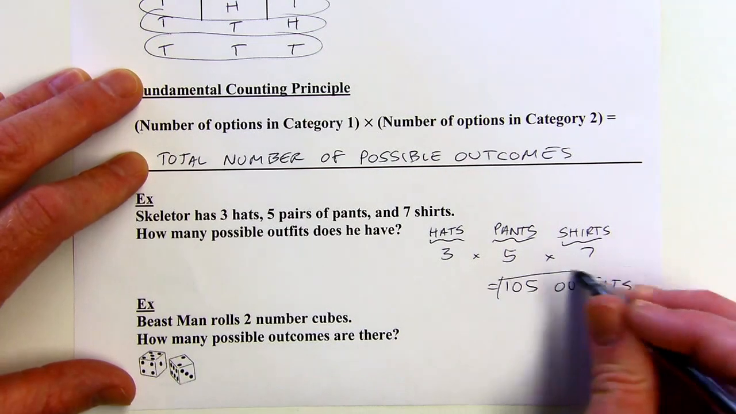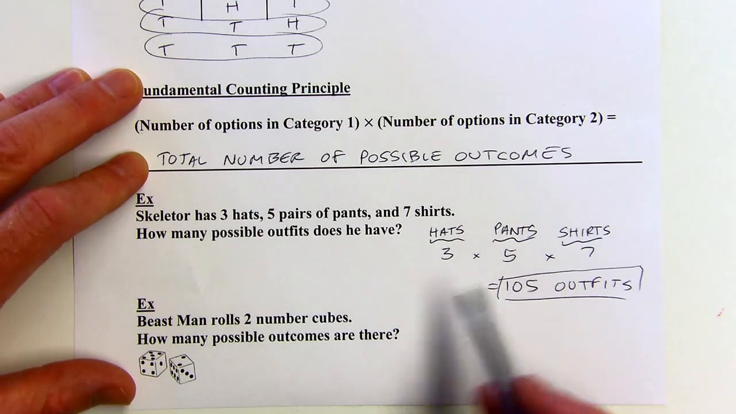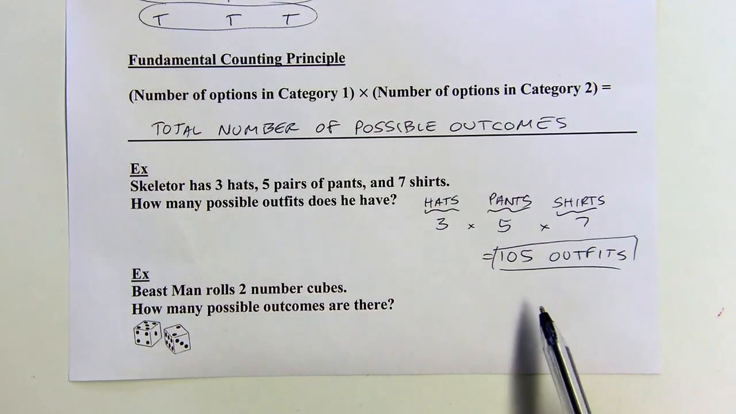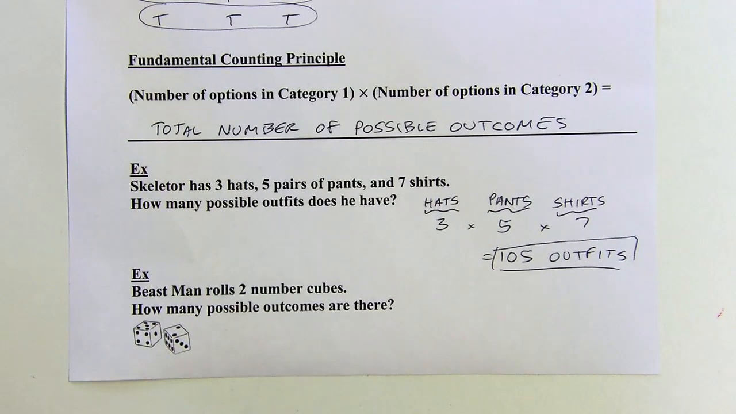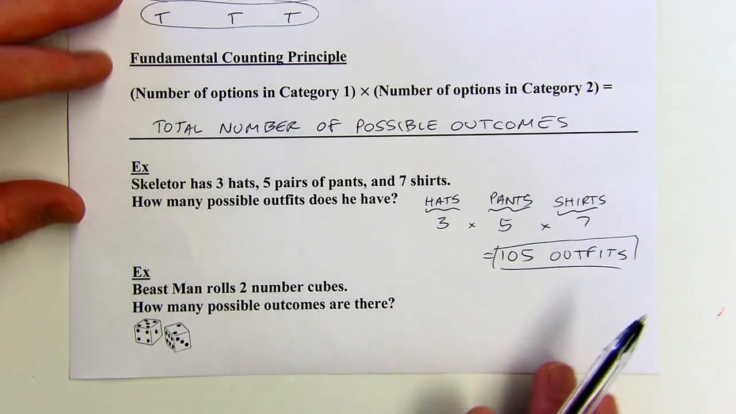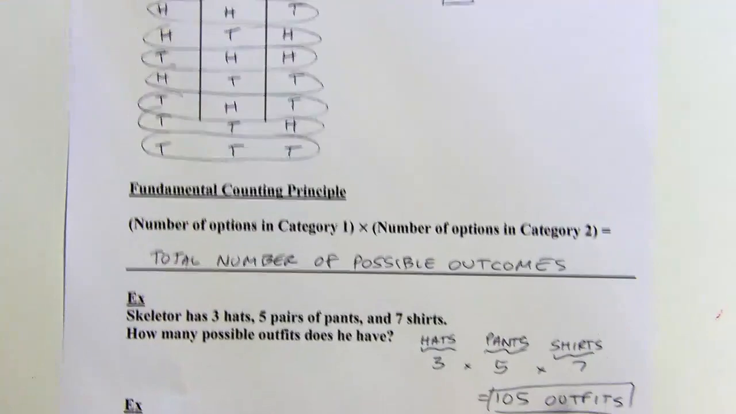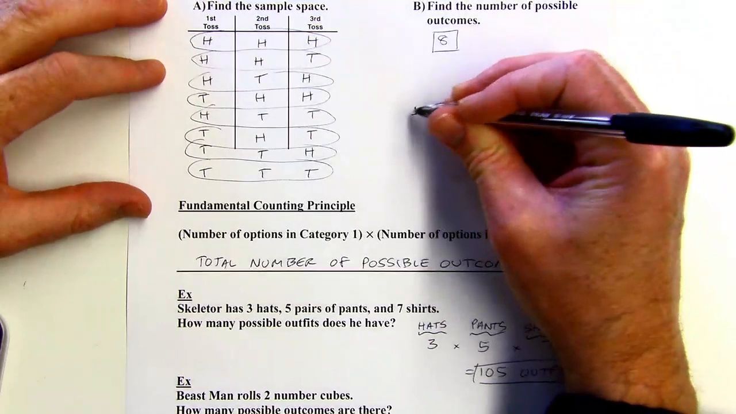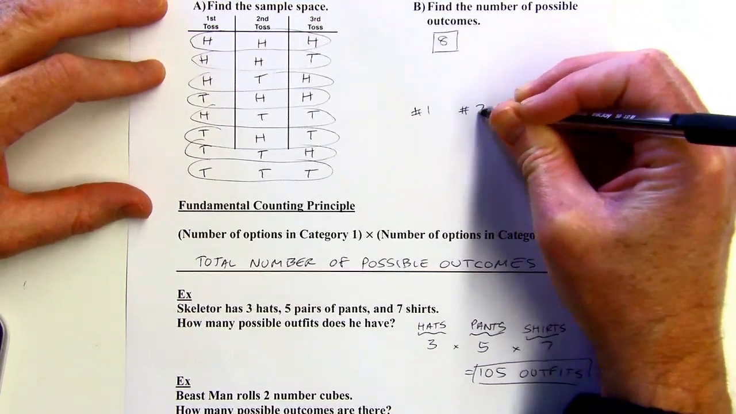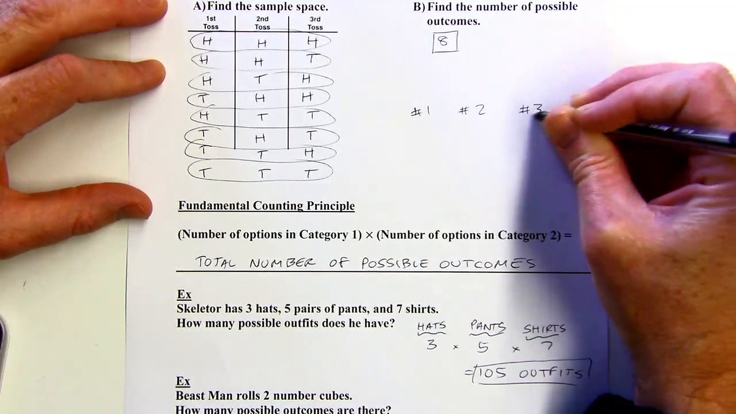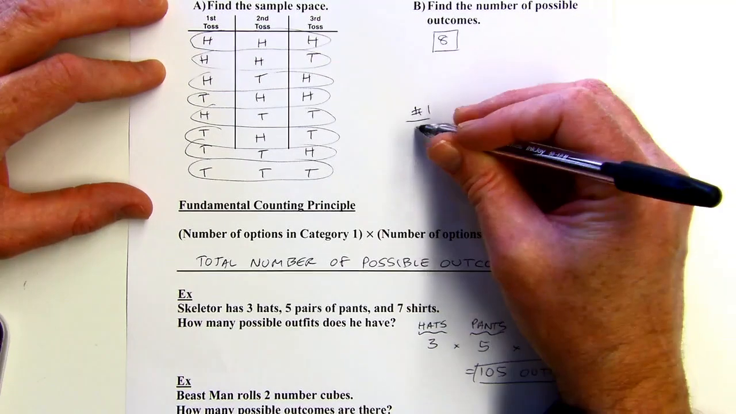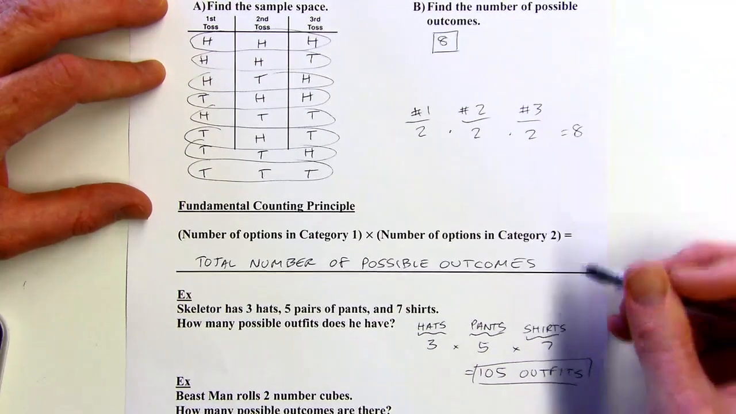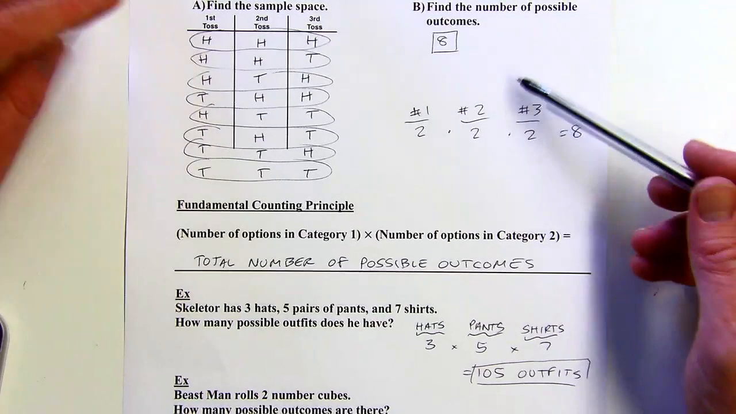Okay, you could make a big chart. You could assign different colors to the different clothing items and make this big sample space, but it would take a while because there's a lot of different combinations there. All right, so we could have actually used the fundamental counting principle on that last problem. If you think about it, we've got our first toss, our second toss, and our third toss. And each time, 2 things can happen. So when you multiply those together, 2 times 2 times 2 is 8. So that's the fundamental counting principle used here.